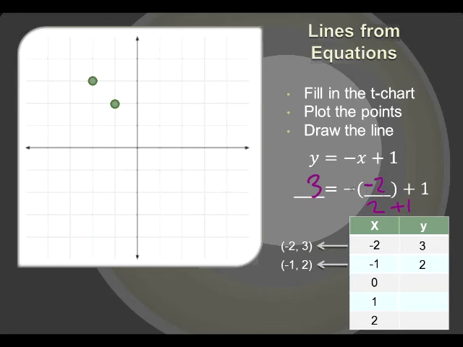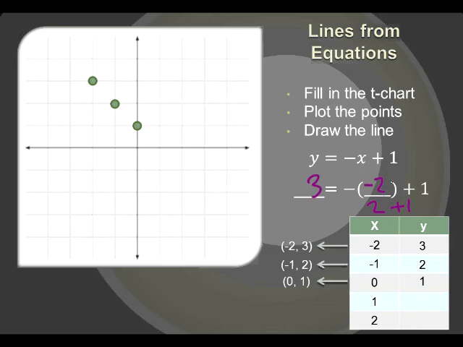Plug in 0. Opposite of 0 is 0. Plus 1 is 1. Fill that in. These give you the point right here in the t-chart, 0 comma 1. Now plot it. It says from the origin go over 0 and go up 1. There you have it.